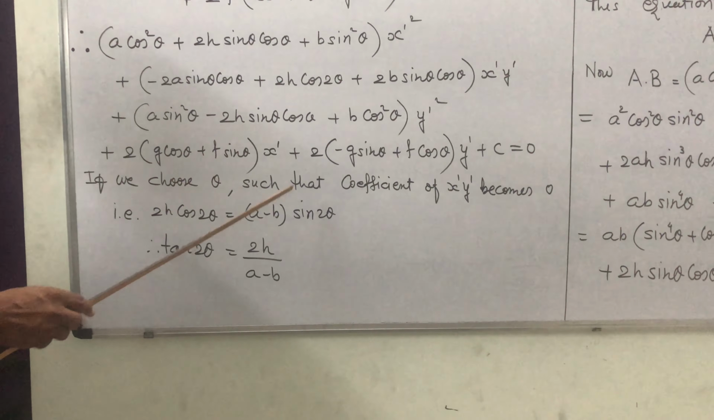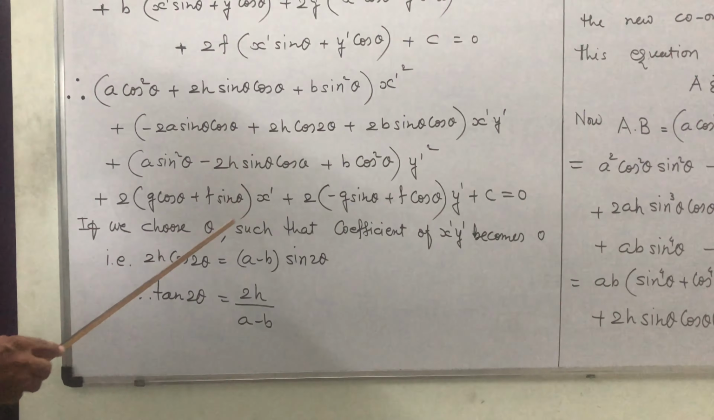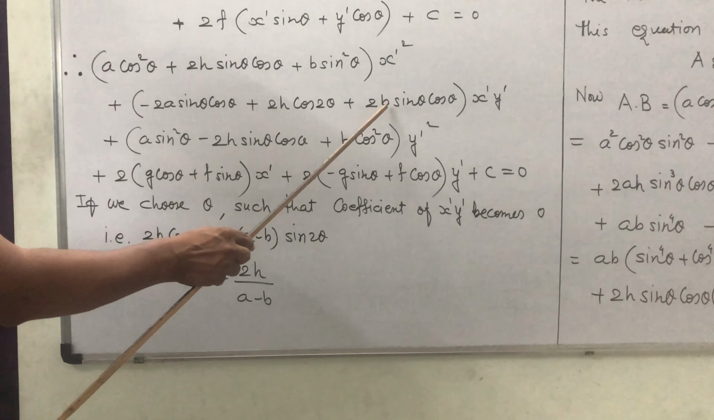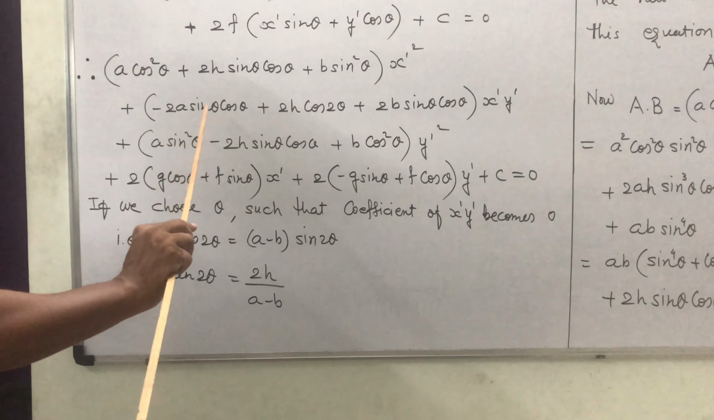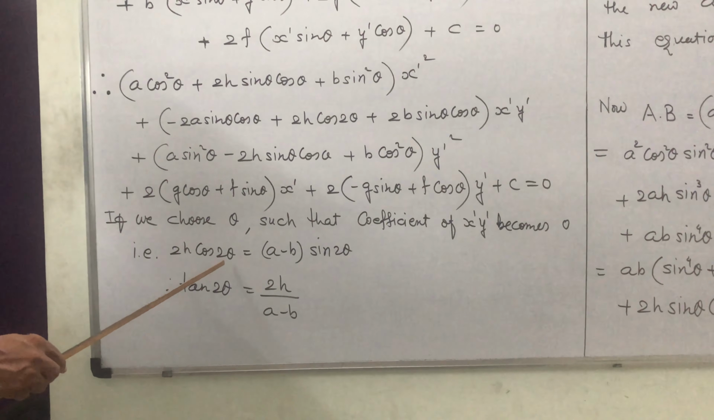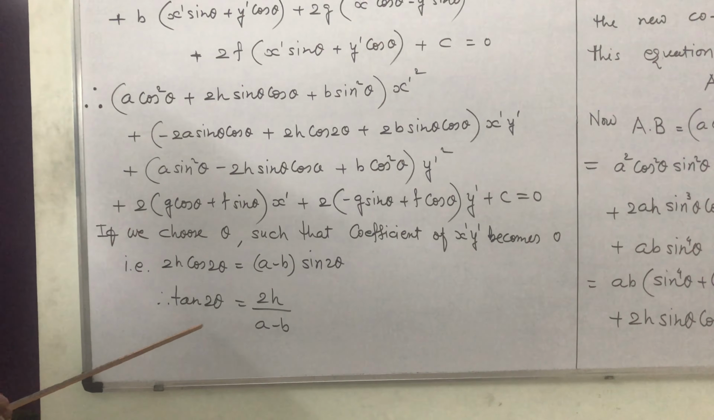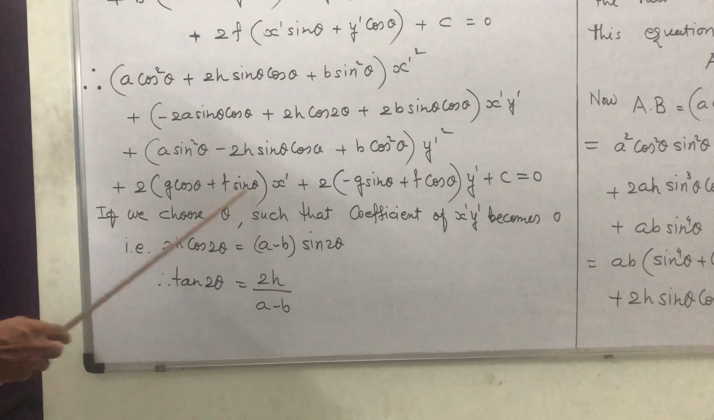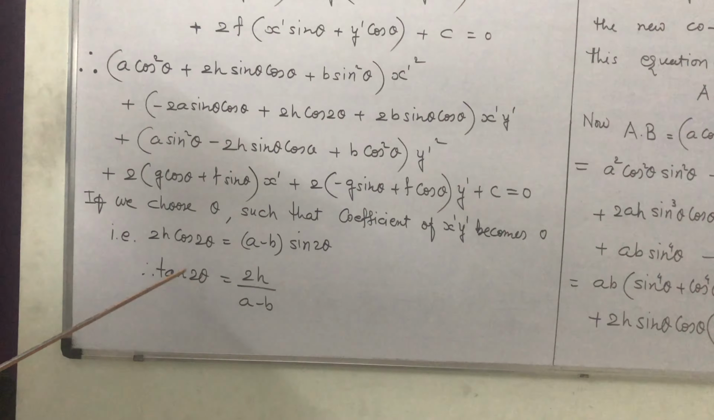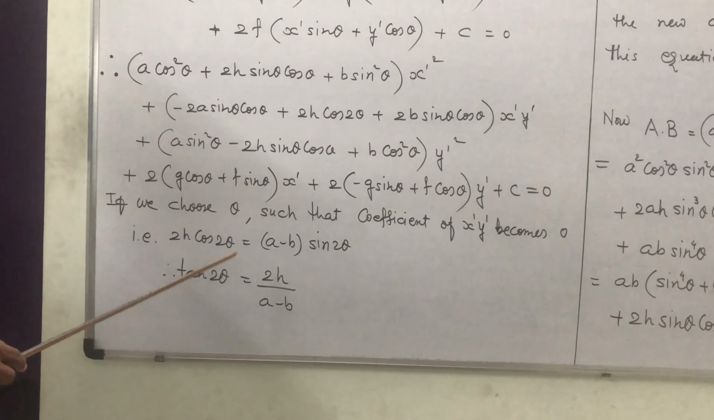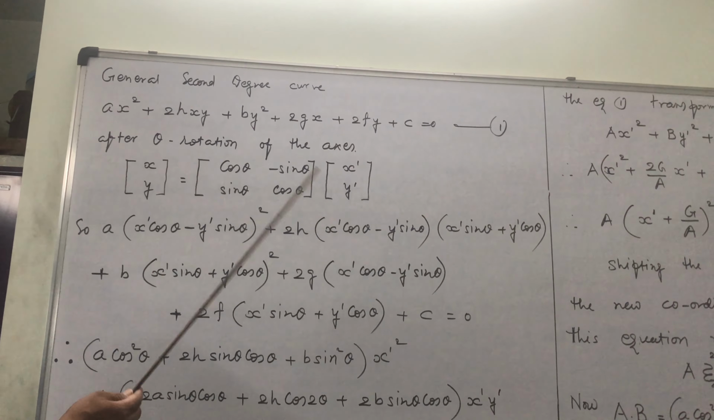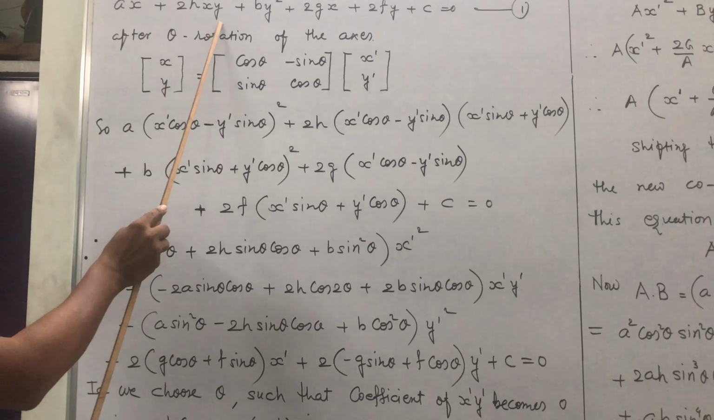If we choose theta such that the coefficient of x dash y dash becomes 0, that is, 2h cos 2 theta is b sin 2 theta, this one, a sin 2 theta, this side. So 2h cos 2 theta is a minus b sin 2 theta, that is, tan 2 theta is 2h by a minus b. So if we select, because we have the equation, so we have h, a, b, etc. So tan 2 theta is a known value, so 2 theta is known, and so theta is also known. So if we rotate the axis by theta rotation, we can eliminate this term xy.